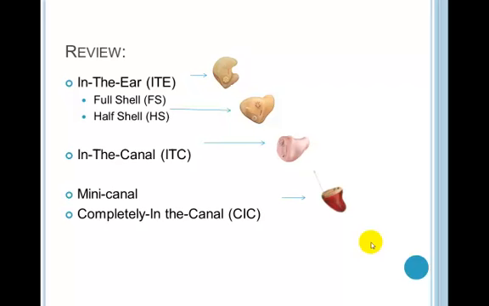Then we have the in-the-ear hearing aid, right? So we have kind of a full shell that's going to fill all the inner, kind of fill up that whole portion of the outer ear. This would fill half of the portion. This in the canal would be right at the opening of the ear. Mini or completely in the canal is going to be deep into the ear.